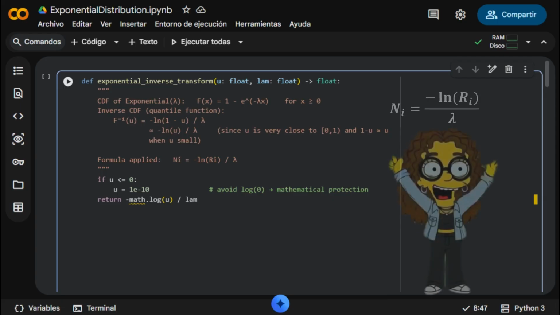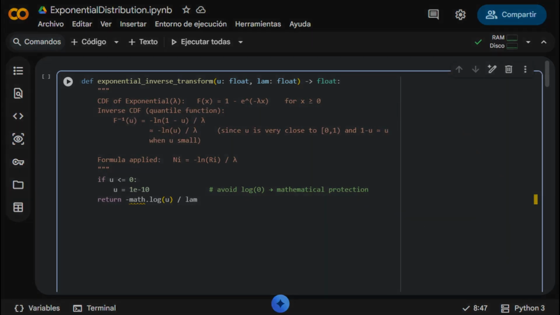What is it for? The inverse transform method formula is used. It is used to map a uniform random variable onto an exponential distribution. It is essential for simulating waiting times or event durations where lambda is the occurrence rate.